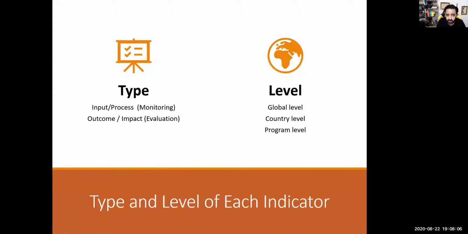So, types of indicators: there are input, process, output, and outcome indicators. The outcome will be on the evaluation, and the others will be on the monitoring. If I can explain more, your input is the thing that you will bring to the project, like the vehicles and everything. The process looks like the activities. So monitoring will measure your activities or your main output.